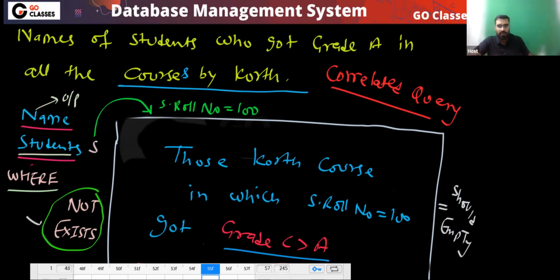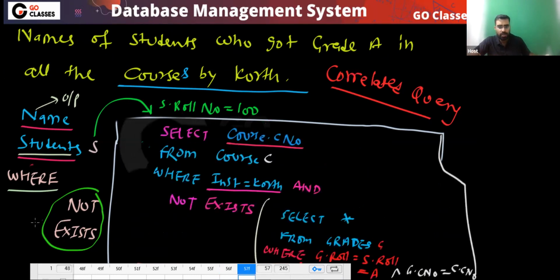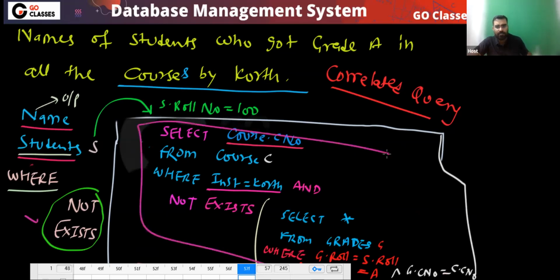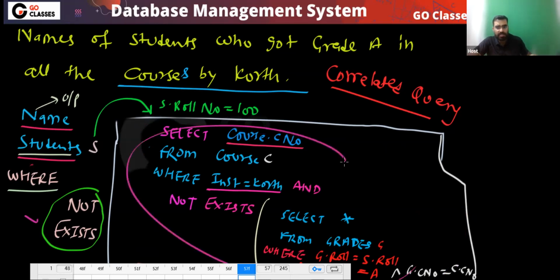So you can notice we are finding those courses where he did not get grade A. This should be empty. So what is my purpose in this box? My purpose is those courses in which he did not get grade A.